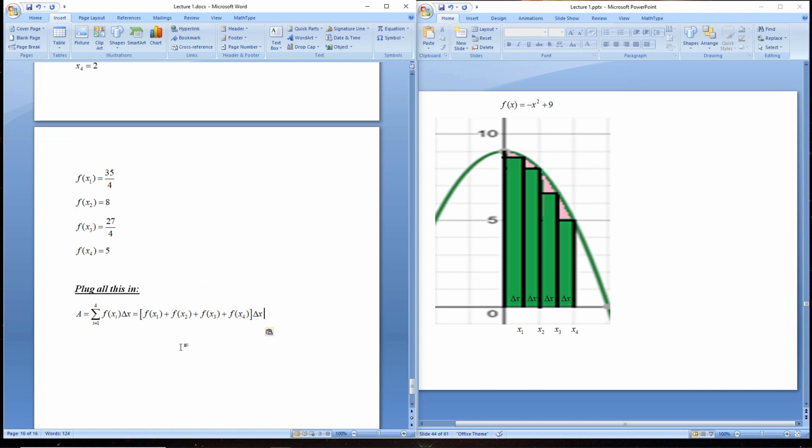And so what are we doing? Well, we're going to add all these function values together. We're just going to add them all together, and once we add them all together, we multiply by delta x. So let's check that out.